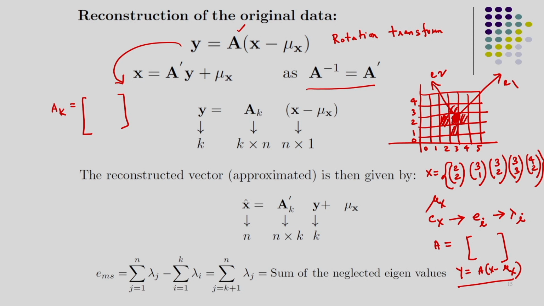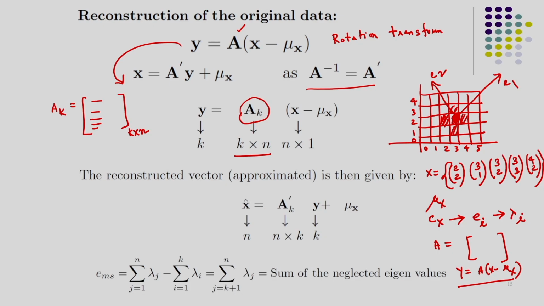So in this case, how many rows will there be now? Because I am only considering k number of eigenvectors, the dimension of AK will be k cross n. Here I have shown k cross n. And in this case, I am applying that KL transformation. So AK is nothing but the truncated transformation matrix. The truncated transformation matrix times X minus mu X, and I am getting Y.